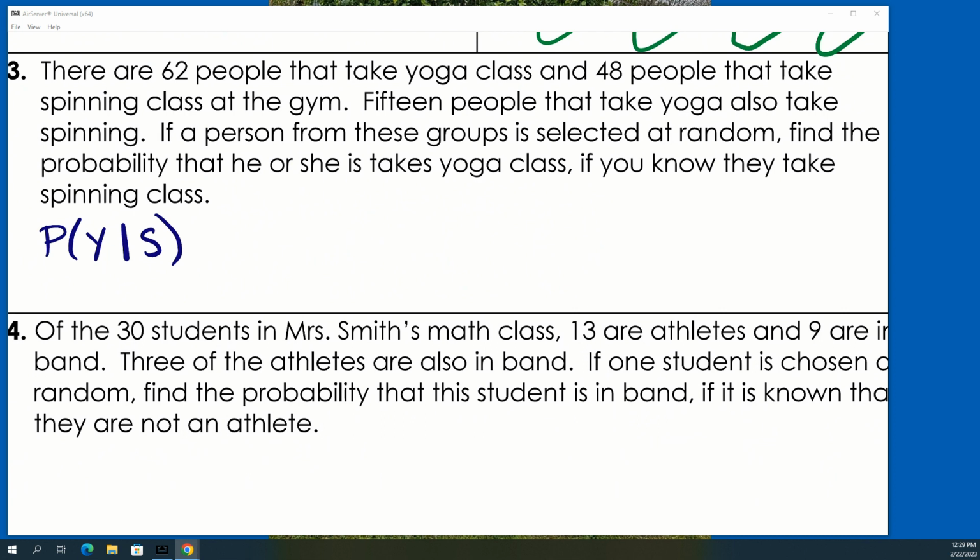Now we're going to do a Venn diagram. It might have been a really long time since you've done Venn diagrams, probably middle school. We're going to draw two ovals that intersect. I'm going to call the left one yoga and the right one spinning. I'm going to start where they intersect. Where they intersect are the number of people that take both yoga and spinning. How many people was that? 15. So in that middle, we're going to put 15 people.